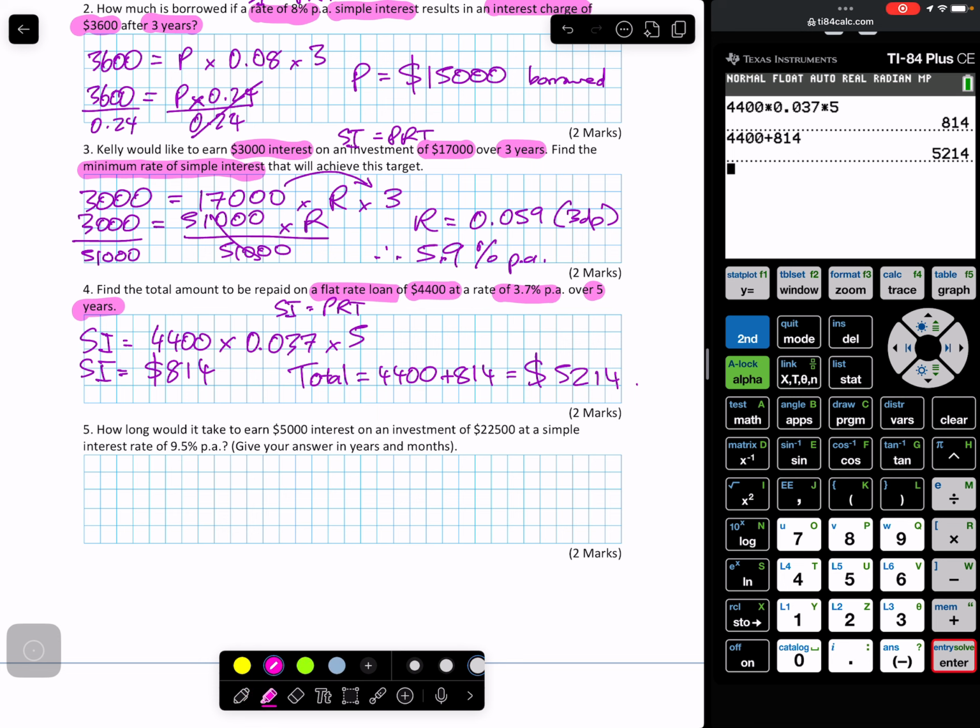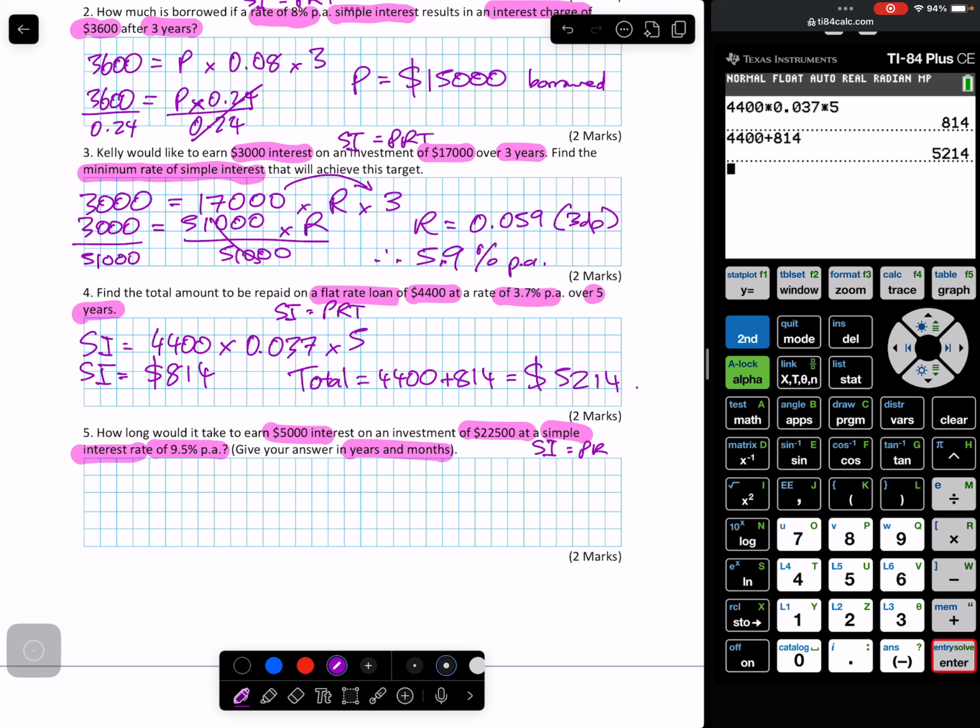How long would it take to earn $5,000 of interest on an investment of $22,500? How long would it take to earn $5,000 interest? Invested $22,500 at simple interest and a rate of 9.5%. Give your answer in years and months. How long? So SI, because it's simple interest, we're still using SI equals PRT. But we know the interest is $5,000. We know what you invested. P is $22,500. We know the interest rate was 9.5%, so 0.095. We don't know the time. So times these out. 5,000 equals 22,500 times by 0.095.